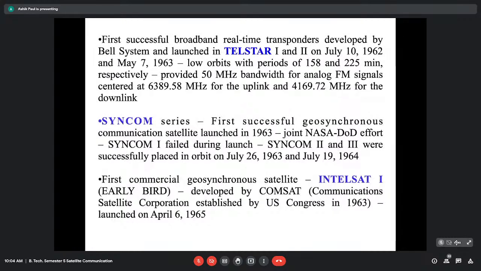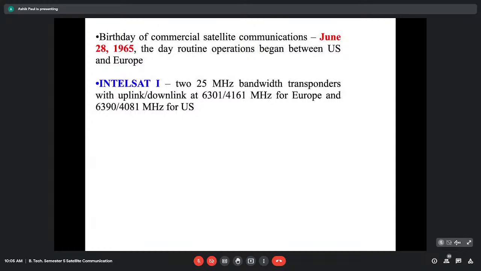And then the first commercial geosynchronous satellite was Intelsat 1, which was developed by the Communication Satellite Corporation. That was launched on April 6, 1965. The birthday of commercial satellite communication is usually taken as 28 June 1965, the day when routine operations began between the United States and Europe.